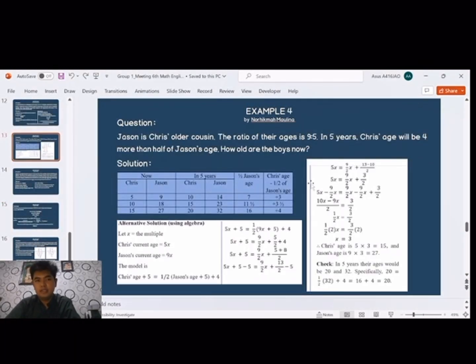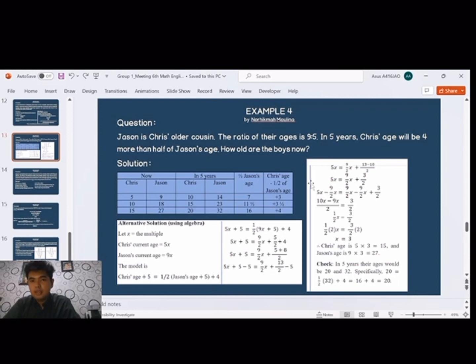The question is, this is Chris' older cousin. The ratio of their age is 9 to 5. In 5 years, Chris' age will be 4 more than half of Jason's age. How old are the boys now? The solution is, let x be the multiple. So Chris' current age is 5x and Jason's current age is 9x. The model is Chris' age plus 5 equals a half of Jason's age plus 5 plus 4.